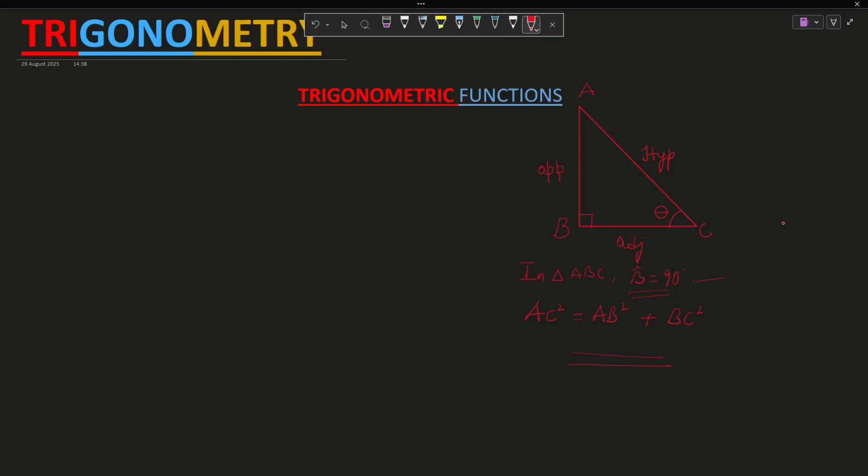Now for instance, if I mark angle A as theta, then BC becomes the opposite side and AB is going to be transformed into the adjacent side. That's the interchange which is going to be made according to the acute angles, which is referred to as the angle for the reference.